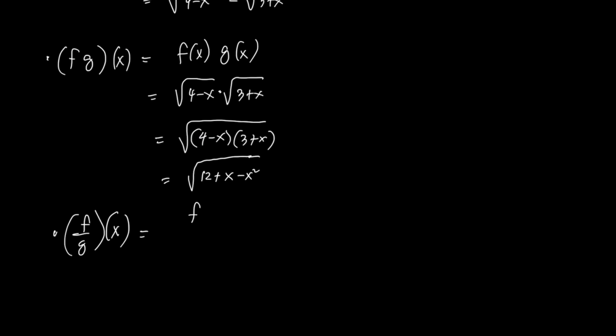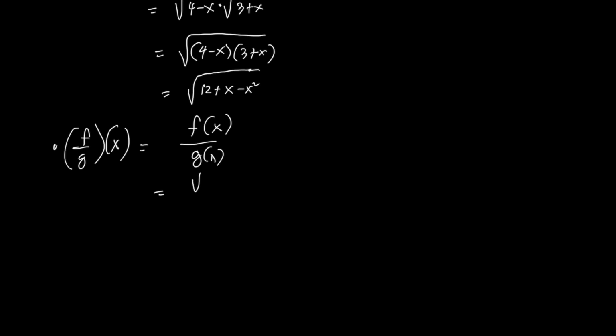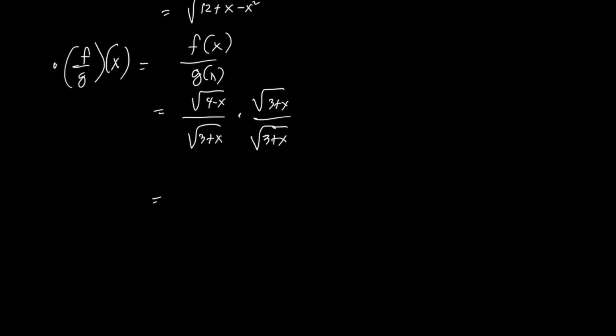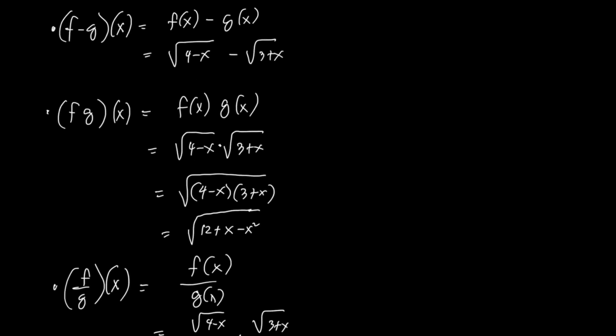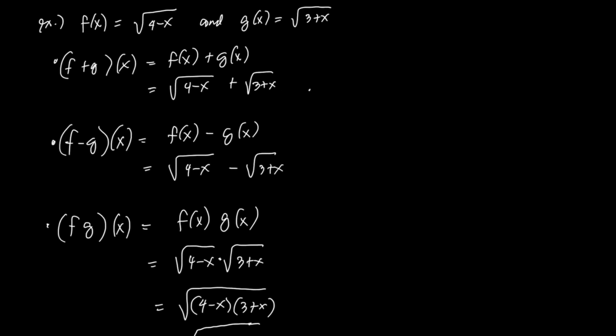Then (f over g) of x is just f of x over g of x. So that's the square root of 4 minus x over the square root of 3 plus x. You can rationalize this one so as to avoid the radical sign in the denominator. So this is 4 minus x times 3 plus x, which is our product, over 3 plus x. So that is the square root of 12 plus x minus x squared over 3 plus x.